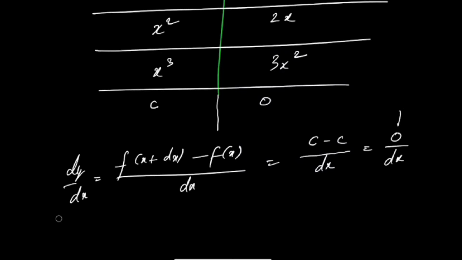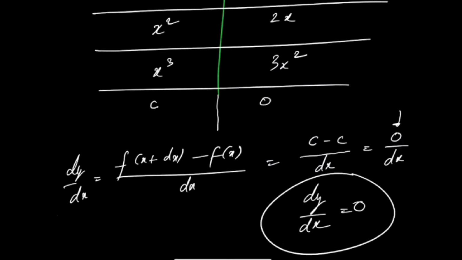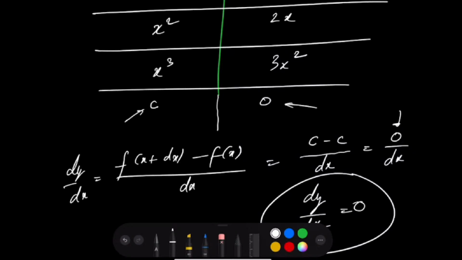Now this 0 is actual 0. This dx is a number that is close to 0, like 0.0001. So 0 by 0.0001 is still 0. That's why slope is 0, or dy by dx is 0. That means if the function is c, its derivative is 0. Or for any constant function, its slope is 0. Graphically, you can check that.